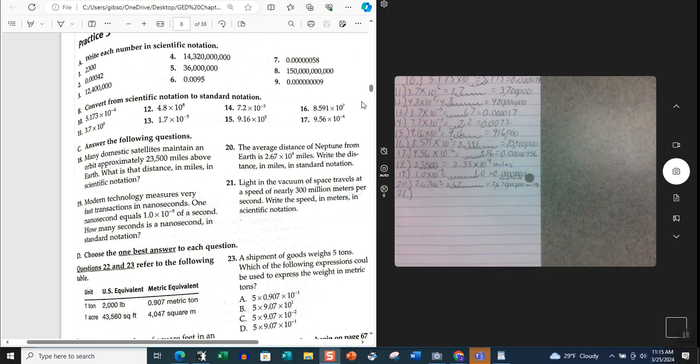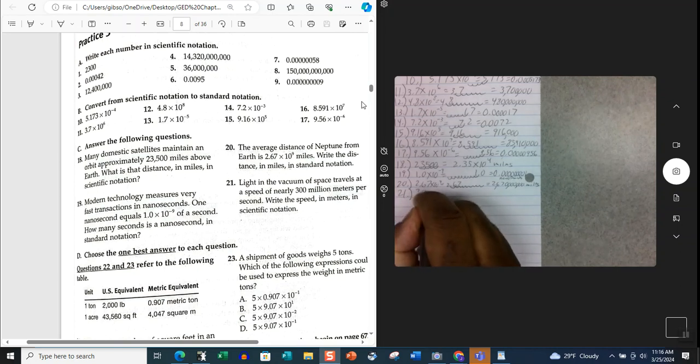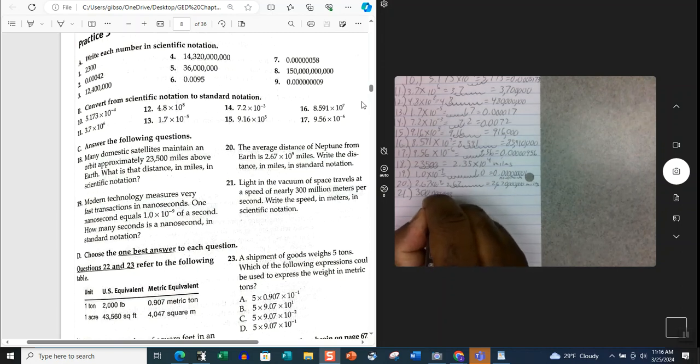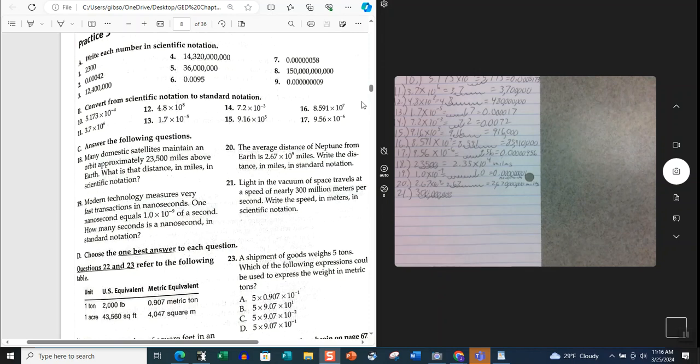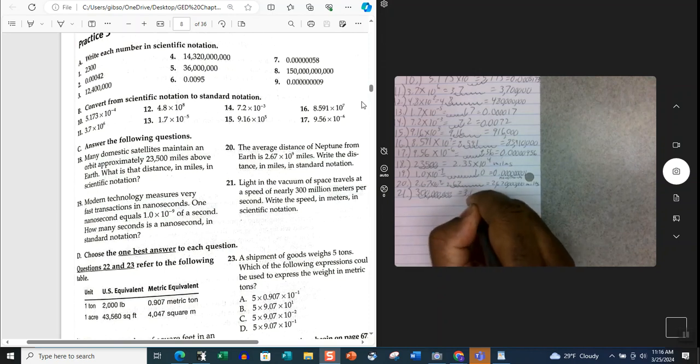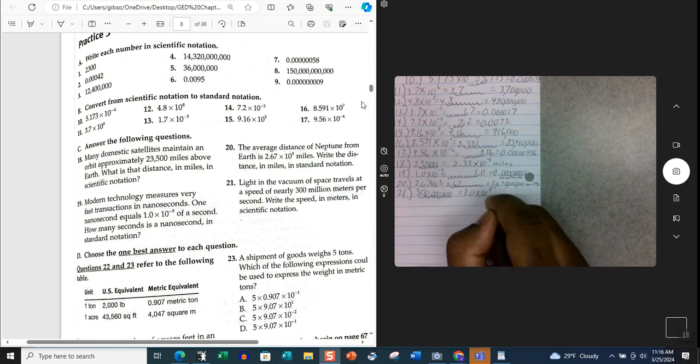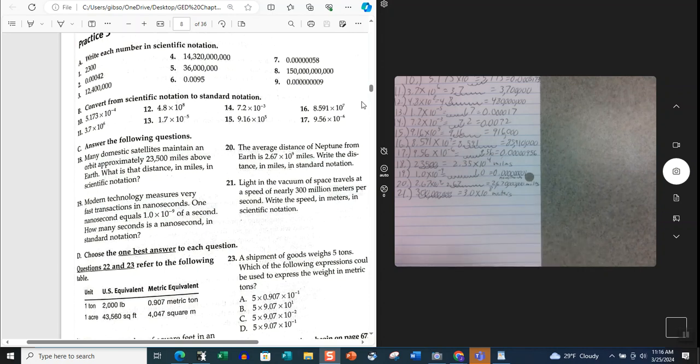It says light in the vacuum of space travels at a speed nearly 300 million meters per second. Write the speed in meters in scientific notation. So it's 300 million. We need to write that out first. We got our decimal here. We move 1, 2, 3, 4, 5, 6, 7, 8 places. So that would give us 3.0 times 10 to the 8. And of course, that's meters. All right.